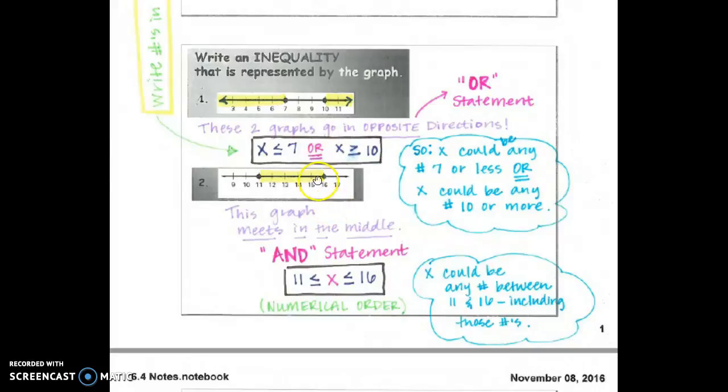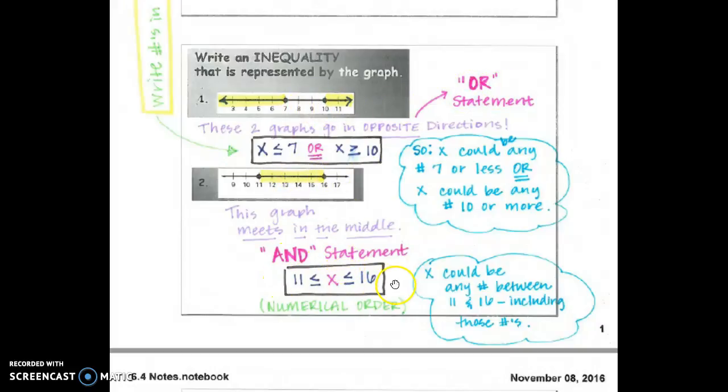Number 2 looks a little bit different. Notice this graph meets in the middle. You have a closed circle at 16 heading left, but at the same time, you have a closed circle at 11 heading right. x can be anything in this shaded region. Since it meets in the middle, this is an and statement. Very important you know the difference. Opposite directions, or. Meets in the middle, and.